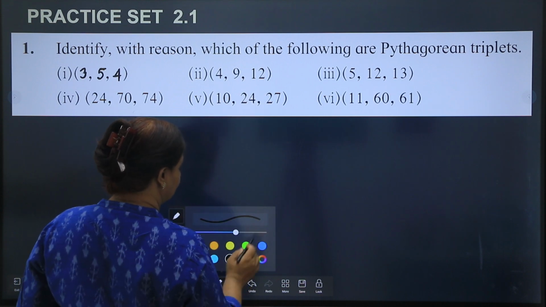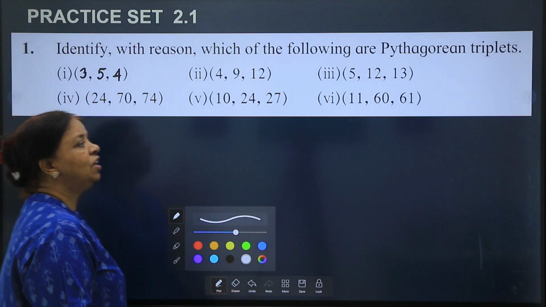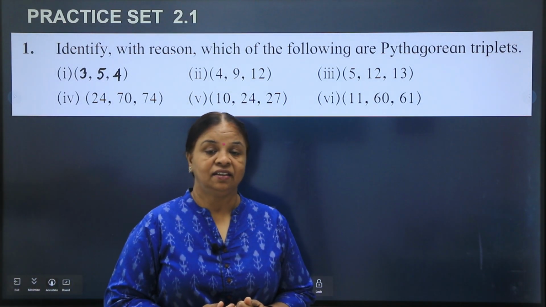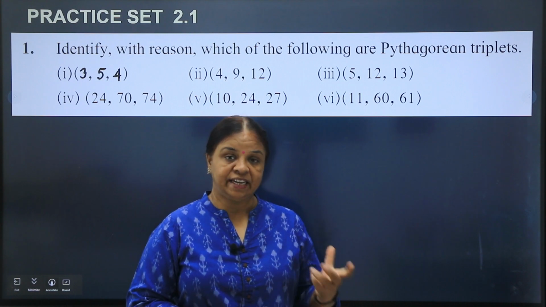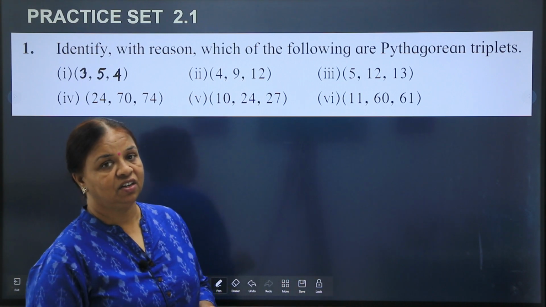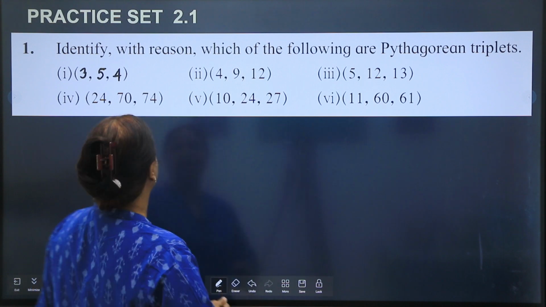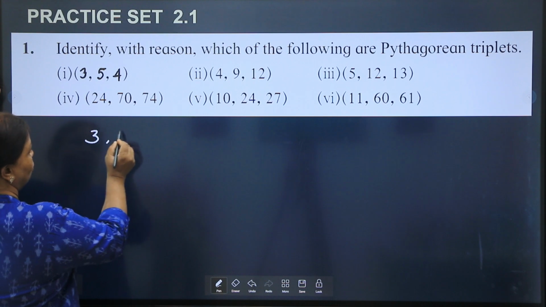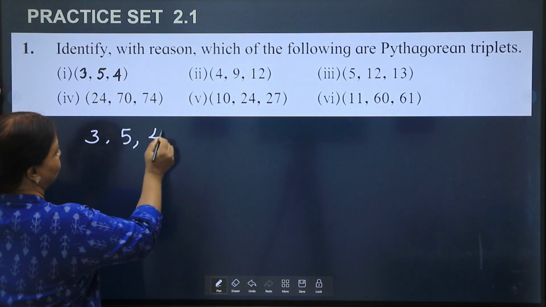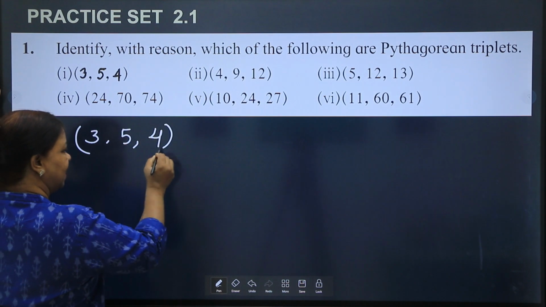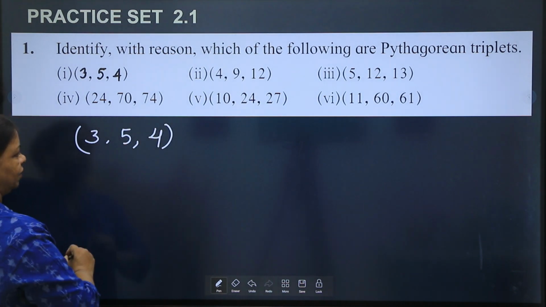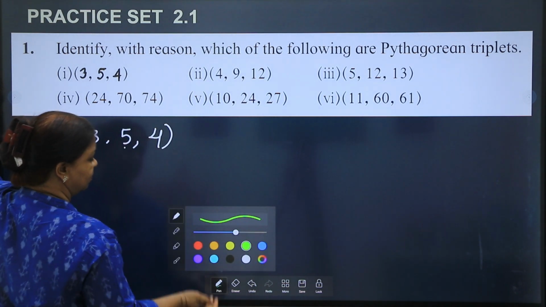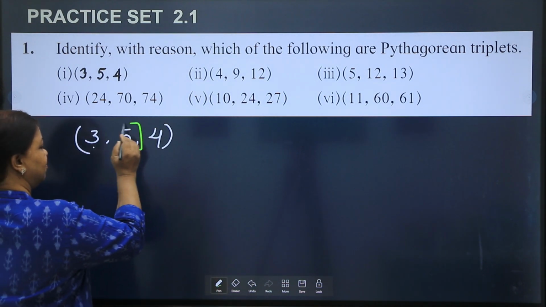Let's begin children. For a Pythagorean triplet, out of the three sides or three numbers which are given, we have to take the greater number. Let's take the first one, 3, 5, 4, and we want to say whether it is a Pythagorean triplet or not. Out of these three, which is the greater number? The greatest number is 5.